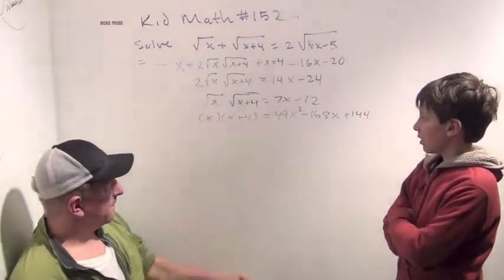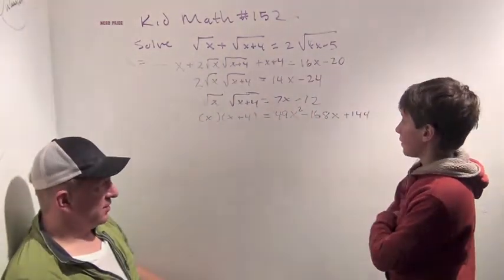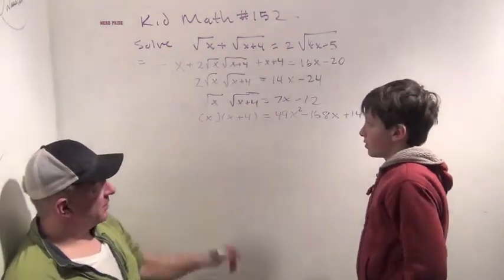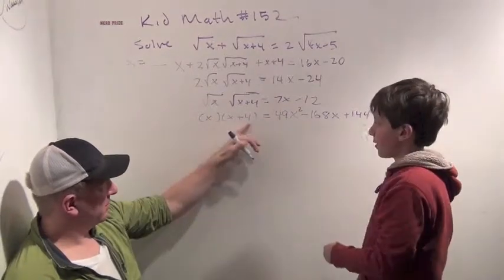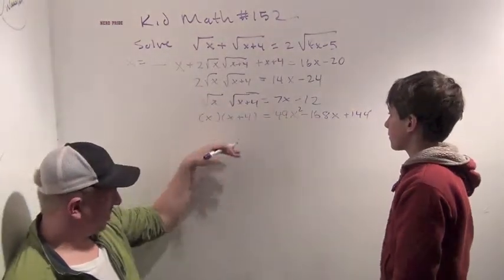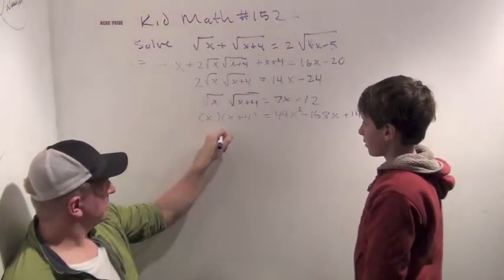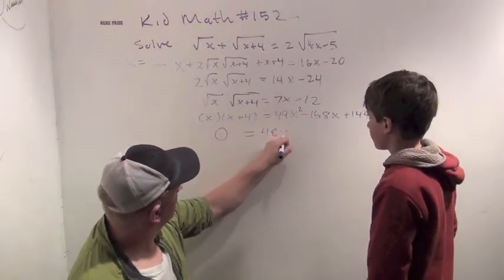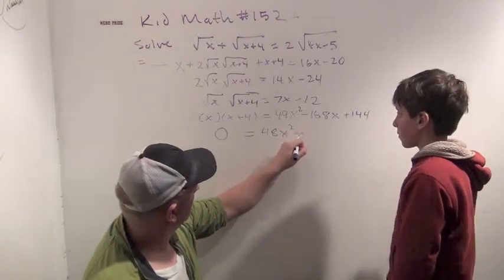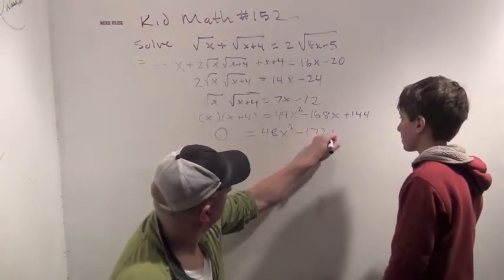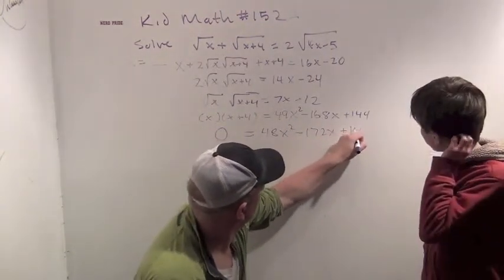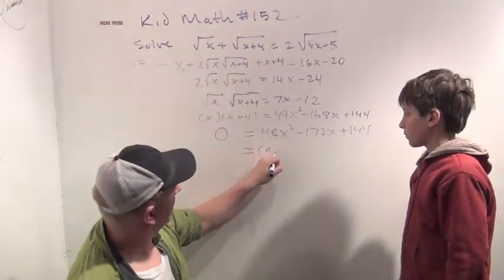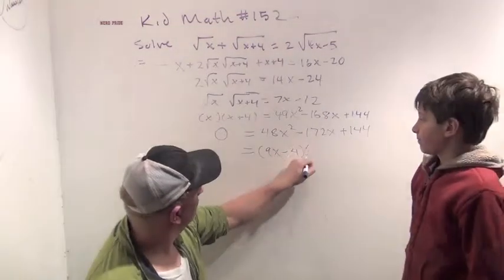No square roots. And we have a quadratic here. So now we're really happy. This is just x squared plus 4x, so what does this quadratic become? It becomes 0 equals 48x squared minus 172x plus 144. And I'm just going to tell you that this factors.